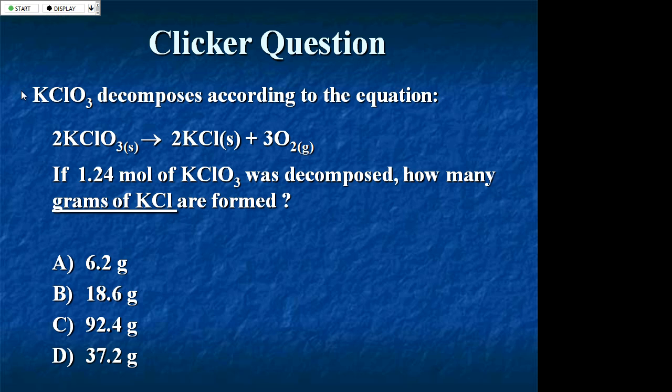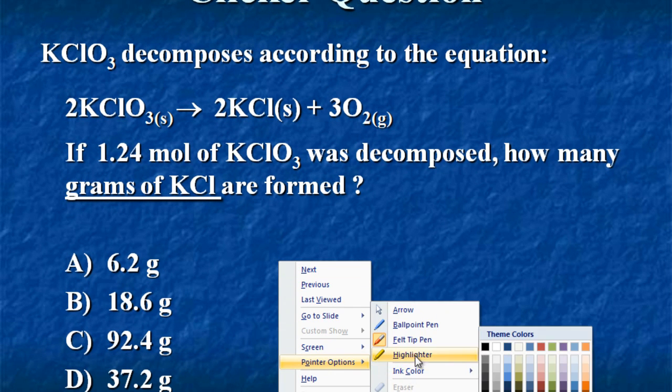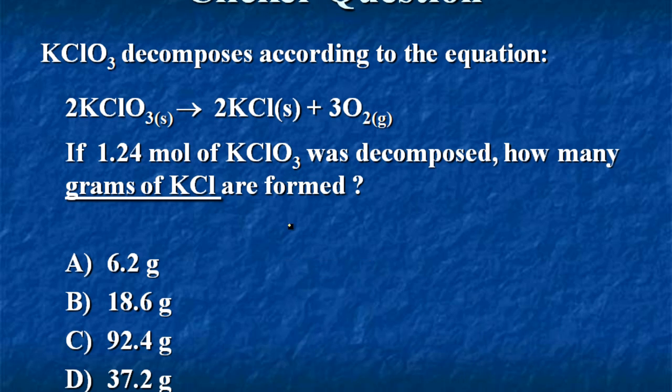What is there to do, guys? Potassium chlorate and potassium chloride. What is the mole ratio? 2 to 2 or 1 to 1. And I have given you the number of moles of potassium chlorate. So 1 mole of potassium chlorate will give you 1 mole of potassium chloride. 1.24 moles of potassium chlorate will give you how many moles of potassium chloride? The same number, 1.24, right? So you have 1.24 moles of KCl.